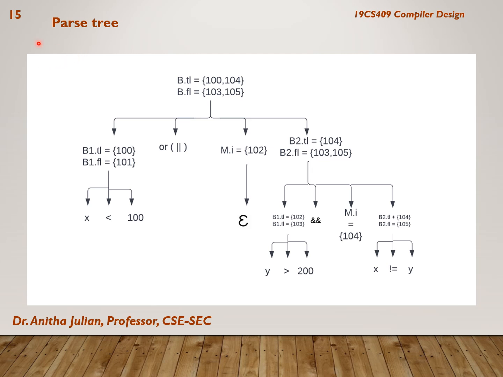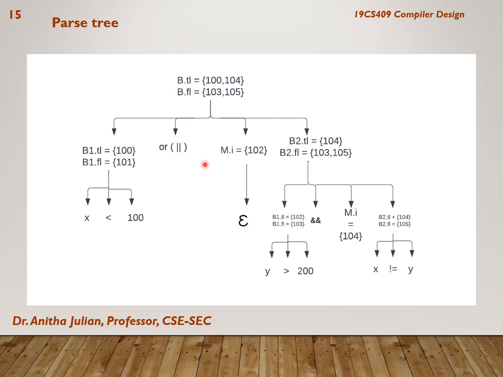For the backpatching method, we will draw a parse tree. How do I draw the parse tree? The expression given was x less than 100 or y greater than 200 and x not equal to y. That is the condition given. The AND operation is here. So we draw it the way we normally draw an expression tree, with x operator id1, operator id2. This is my OR operation, and we have to now include this M.